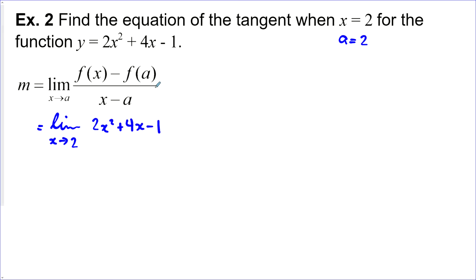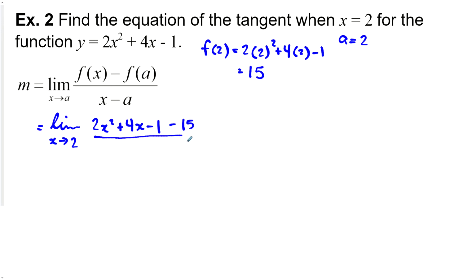Now we need f at a. So we can go find that separately, or we could find it in here. I'll find it separately. So f at a would be f at 2. That would be 2 squared plus 4 times 2 minus 1. Okay. And this would be 8 plus 8 minus 1 is 15. So f at a is 15. And then in the denominator, we've got x minus a, which is x minus 2.